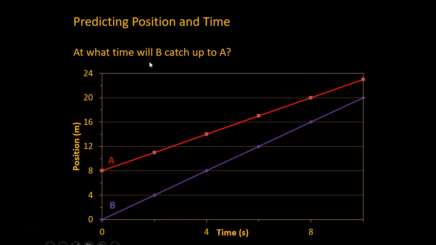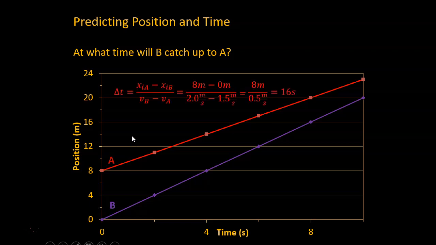At what time will object B catch up to object A? So we know that B is moving faster than A, but A has an 8-meter head start. So how much time will it take for B to erase that 8-meter head start? Well, let's take a look. So here we have the head start that A has, so that's 8 meters minus 0 meters. So A has an 8-meter head start.